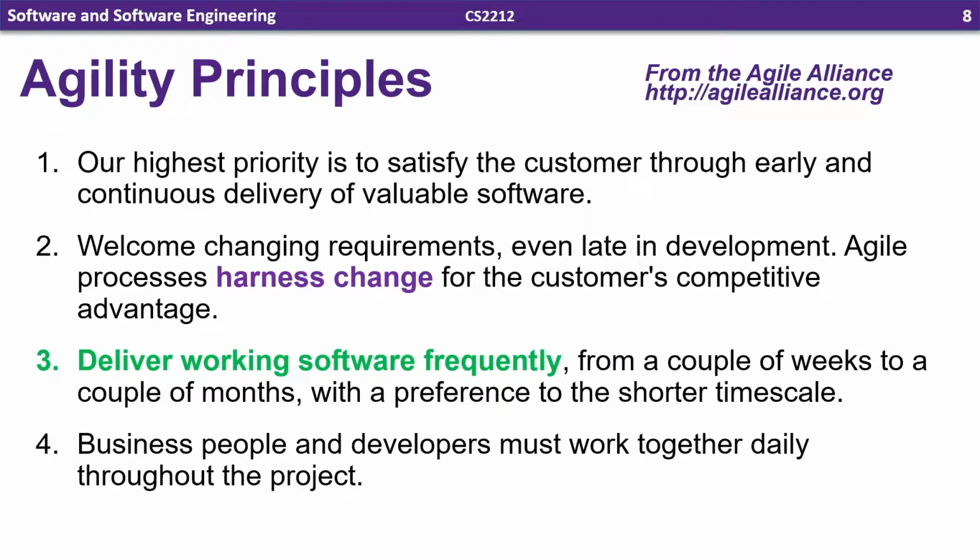Number 3 is deliver working software frequently, from a couple of weeks to a couple of months, with a preference to shorter timescales. Once again, we're trying to get those prototypes out there frequently, so the customer has a say in those increments as the process goes along. Number 4 is business people and developers must work together daily throughout the project. So we don't want just developers involved in the process, we also want stakeholders. Those would be the business people in this case.